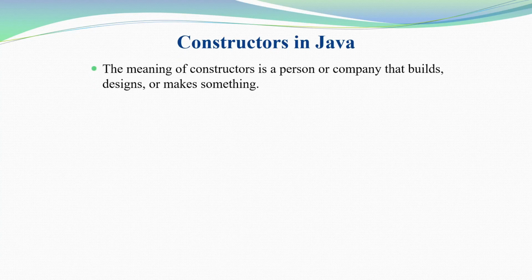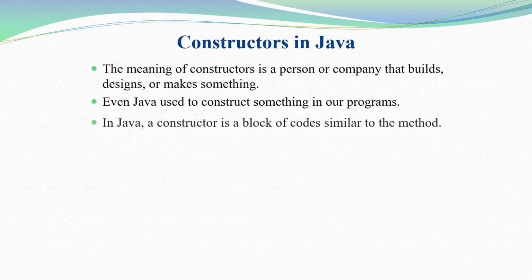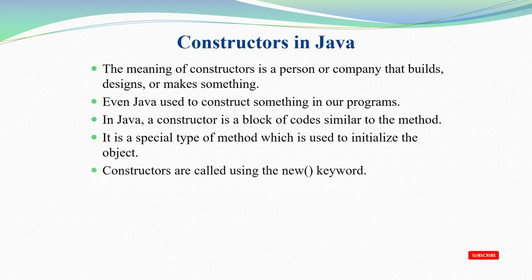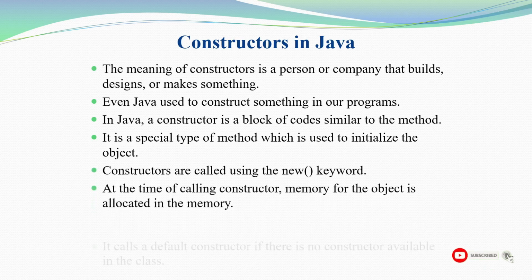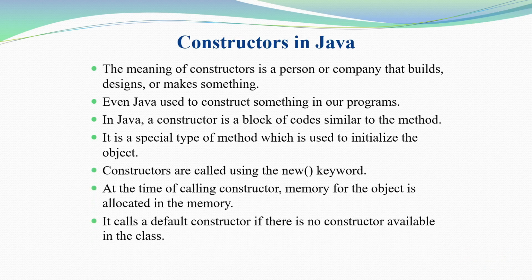So we will understand what constructors in Java are. Before we jump into understanding constructors in Java, let's understand the meaning of constructors in general. The meaning of constructor is a person or a company that builds, designs or makes something. Yes, we can take an example like we are constructing a house, a building, an apartment, or if we take an example of a design, we are designing some plan.